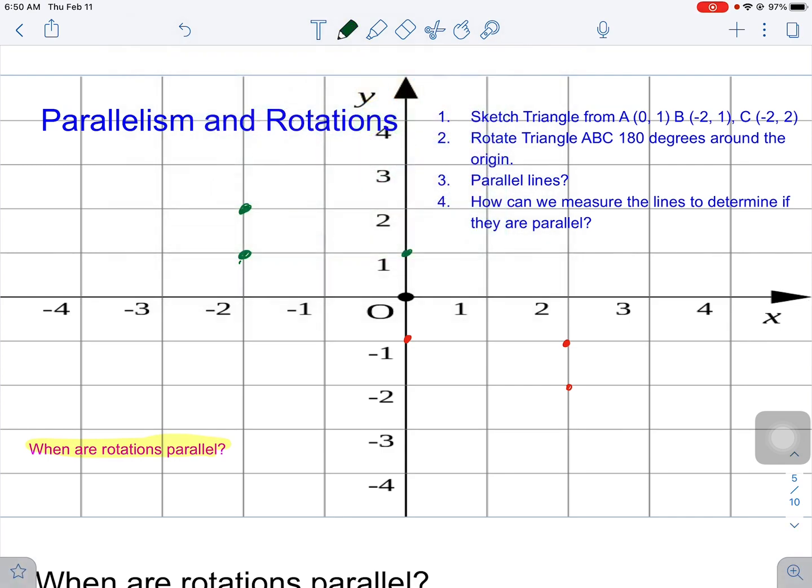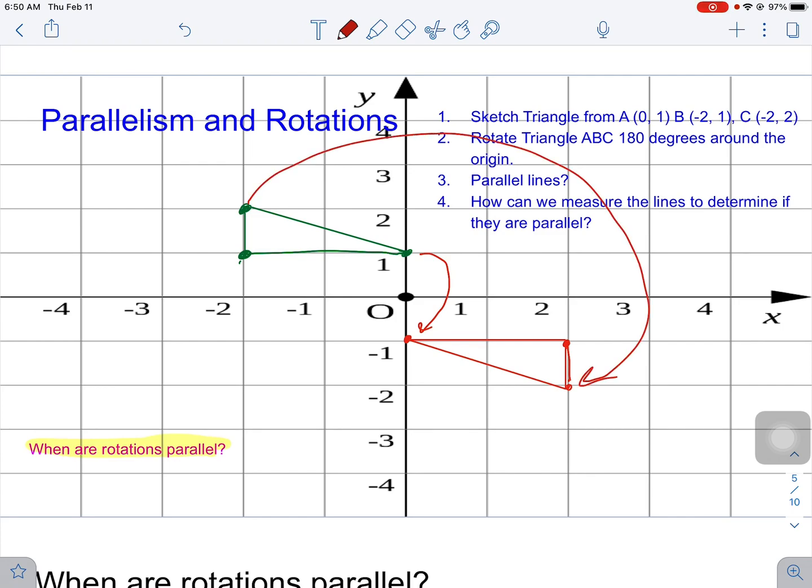Rotation's another one we could look at. So here is our initial triangle, and this time we're going to rotate it around the origin 180 degrees. You can picture each of these points has an image that's a 180 degree rotation. This one's another one over here like this. Okay, so what is parallel?